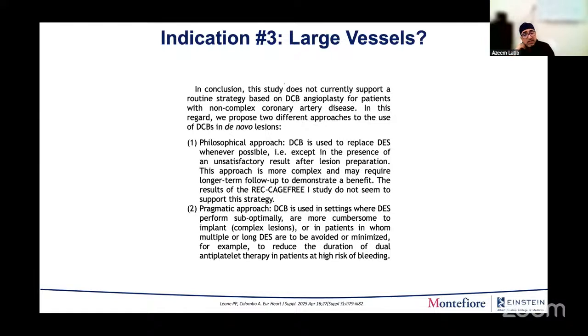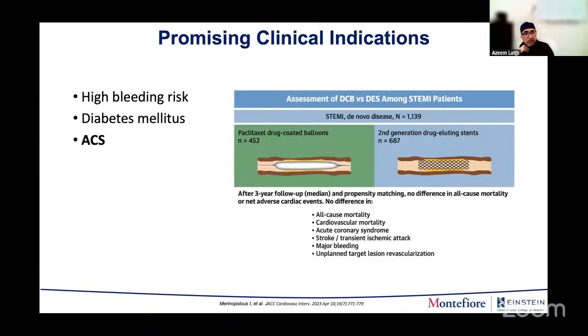Anyway, let's quickly finish up. Maybe I'll take over here quickly, just so we can go quicker. So we talked about lesion subsets. I'm really interested in these three other subsets, particularly the first two, high bleeding risk and diabetes. For diabetes, there's a lot of promising data. They're all sub-analyses of main studies where the diabetic subgroups actually did much better with DCBs than with stents. So interesting, but we don't have any large-scale randomized studies. ACS, also interesting because potentially, younger patients, softer plaques, it could be interesting.